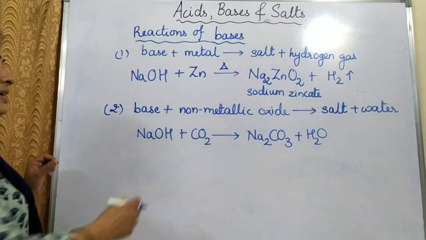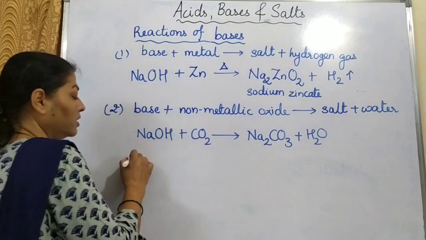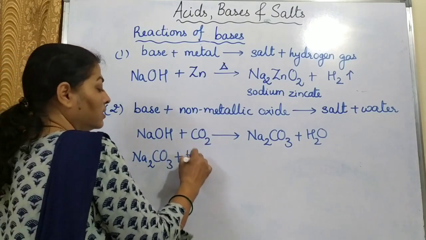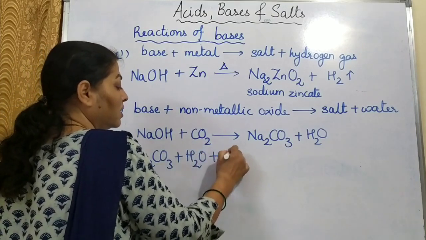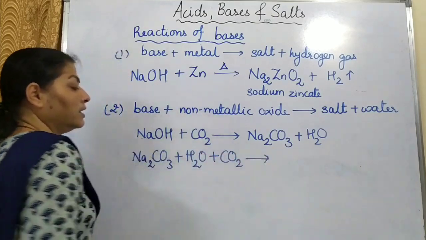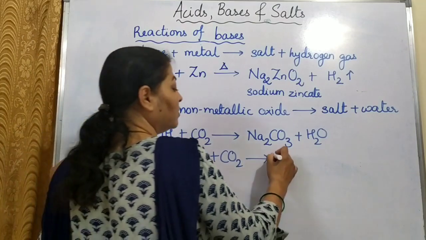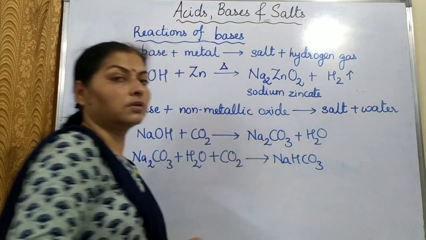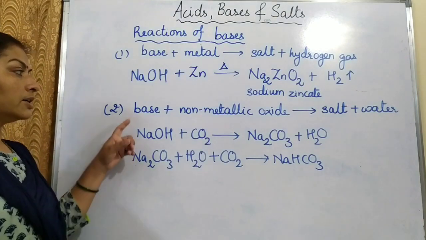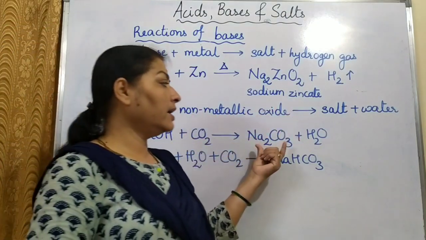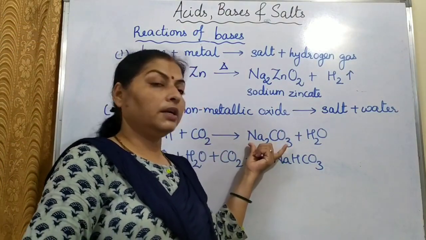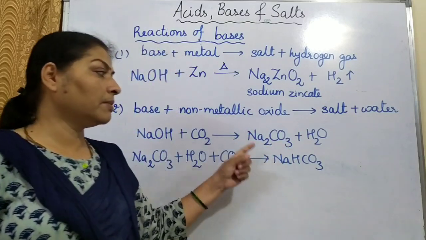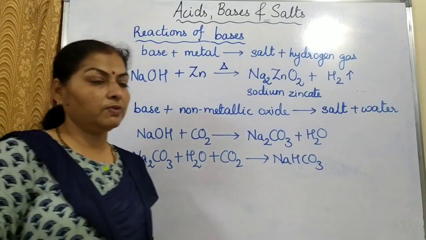Now if there is excess of CO2, then further this sodium carbonate and water, if again CO2 is added, then it will form sodium bicarbonate, NaHCO3. So the reaction gives salt and water. This is a salt, it is a basic salt, this is also a basic salt. So step by step sodium carbonate, sodium bicarbonate will be formed.